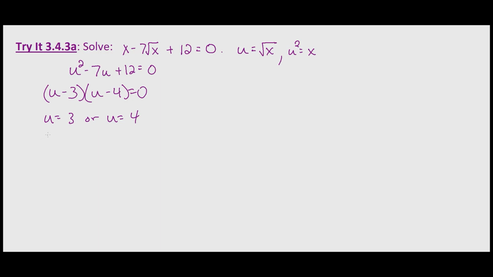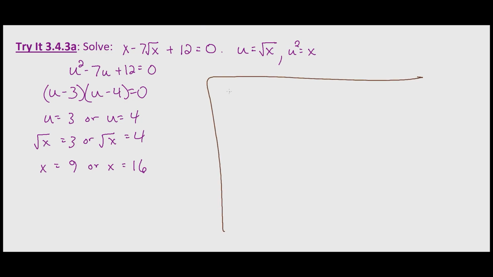And now we'll back substitute to solve for x. The square root of x equals 3 or the square root of x equals 4. Squaring both sides, we get x equals 9 or x equals 16, 4 squared being 16. So now we will substitute into the original equation to check our solution. Since we are squaring things, we need to check for extraneous solutions as well.